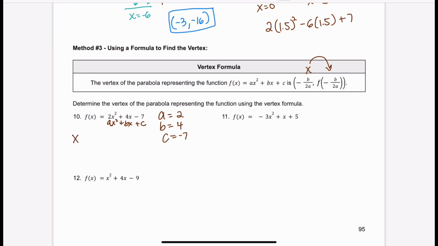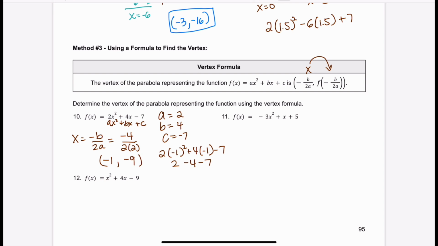And so to find the x value, you just take -b divided by 2 times a. Our b is 4, so -b would be -4 divided by 2 times our a, which is 2. That equals negative 4 divided by 4, which is negative 1. To find our y value, we're going to take negative 1 and plug it into the equation. So I'm going to take 2 times negative 1 squared plus 4 times negative 1 minus 7. This gives us 2 minus 4 minus 7. That gives us negative 9. So I have negative 1, negative 9.